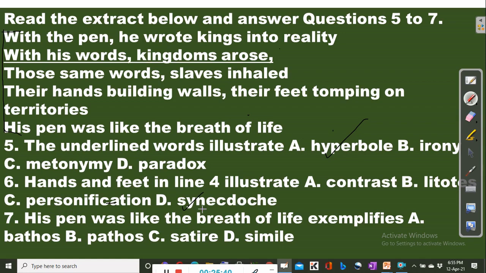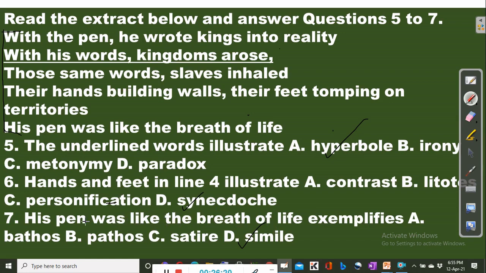All right, so the answer to number six is synecdoche, which is using part for a whole. Number seven, his pen was like the breath of life, exemplifies A, pathos, no. B, bathos, no. C, satire, no. D, simile, yes. Simile, all right? Now, let me explain. His pen was like the breath of life.